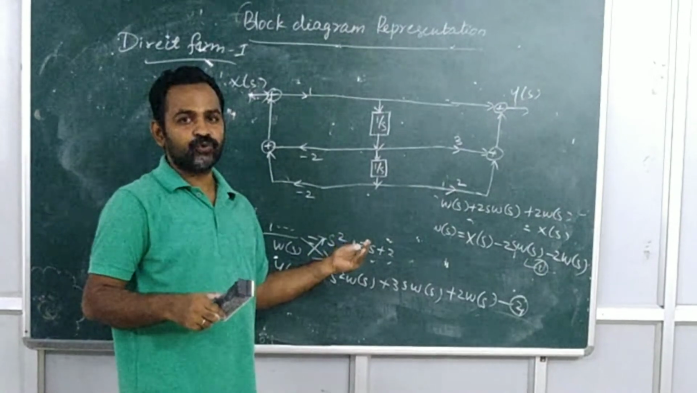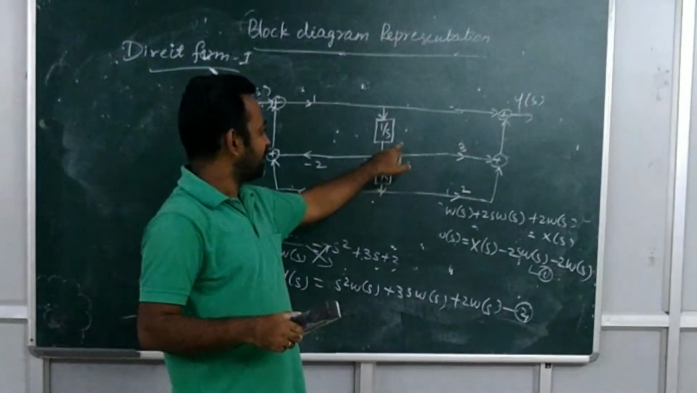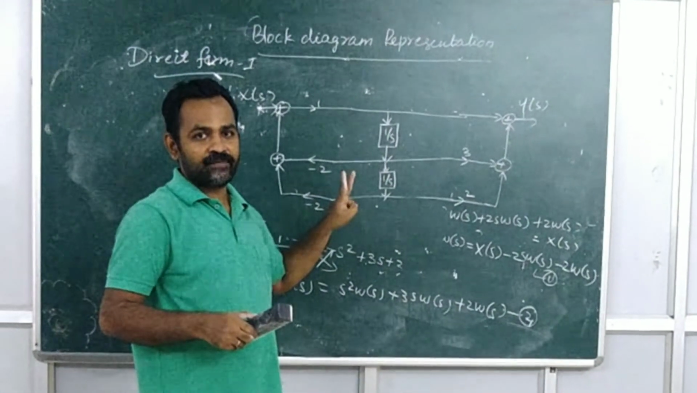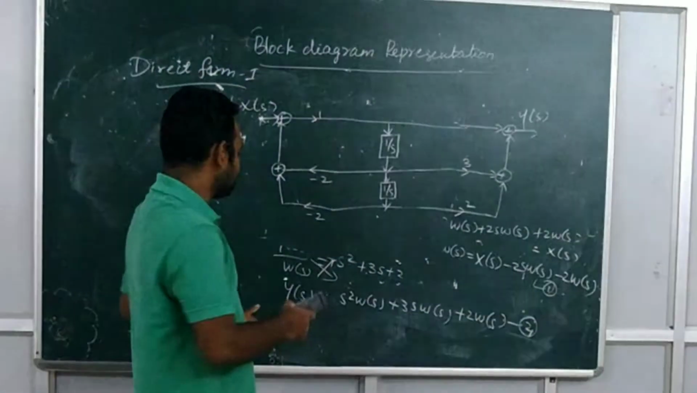Actually, in the direct form 1 realization, we have 4 delay elements, whereas in the direct form 2 realization, we have only 2 delay elements. That is the advantage of using direct form 2 realization.